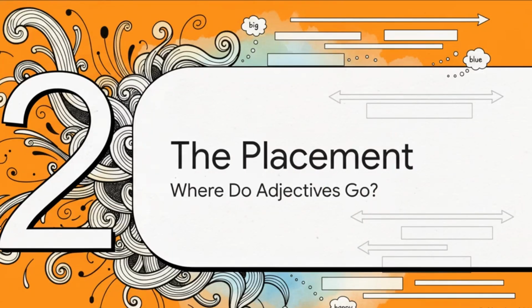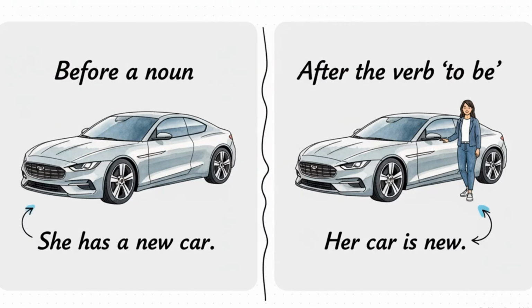Okay, so we know what they are. The next big question is, where do we actually put them? In English, there are two main spots for adjectives, and nailing this is absolutely key to sounding natural. So check this out. There are basically two main options. You can either stick the adjective right before the noun it's describing, like in a new car, or you can place it after a verb like is, are, or was, as in her car is new. See? Both are perfectly correct. They just give you a little variety in how you build your sentences.